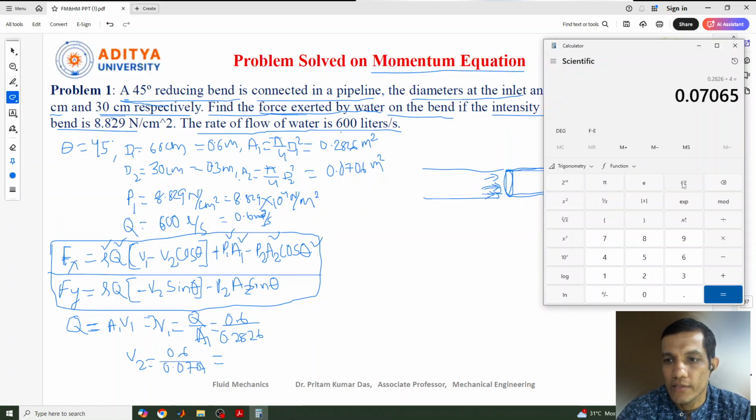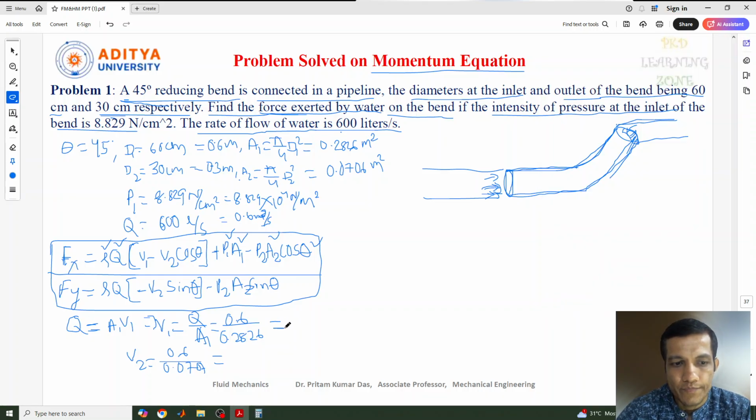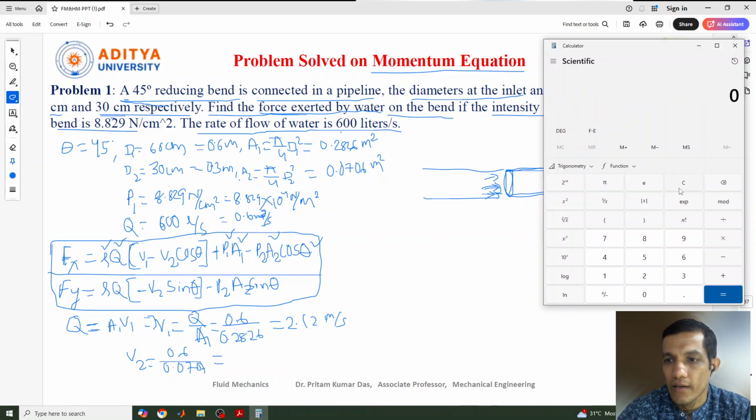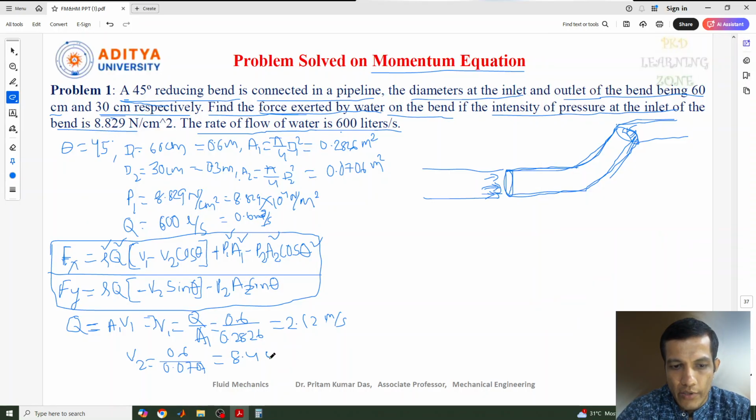So let's find out how much it is. 0.6 divided by 0.2826. So this is nothing but 2.12 meter per second. This is the velocity at the inlet condition, and the velocity at the outlet condition: again similarly, 0.6 divided by 0.0707, 8.48 meter per second. We can see here the diameter is more, that's why less velocity, and here the diameter is less, that's why we got more velocity.